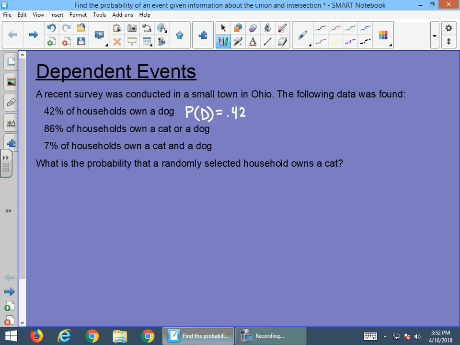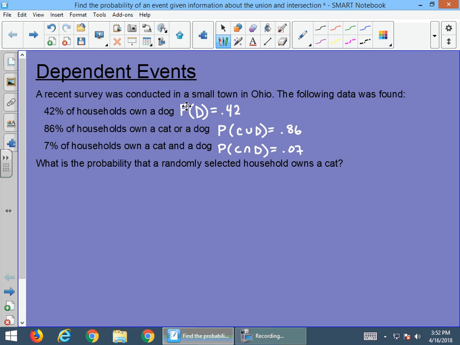The second part says 86% of households own a cat or a dog. So the probability, and for cat I'll use C, of cat or dog is 0.86. So 86% own a cat or a dog. And then the last one says 7% of households own a cat and a dog. So that would be the probability of cat and dog equals 7%, so 0.07.